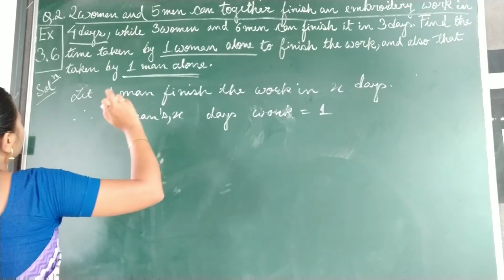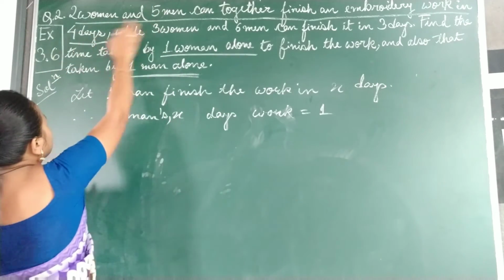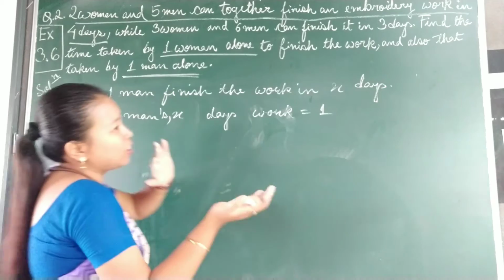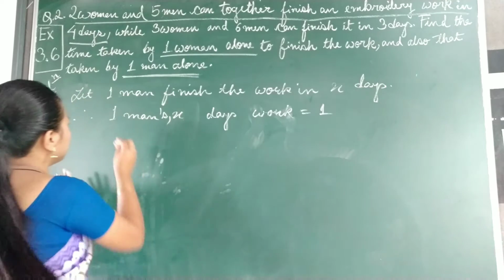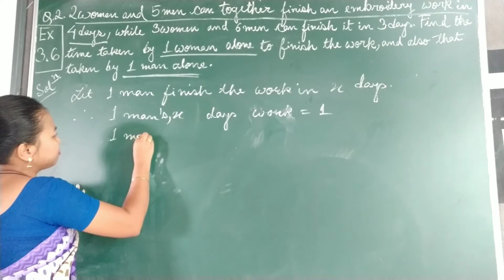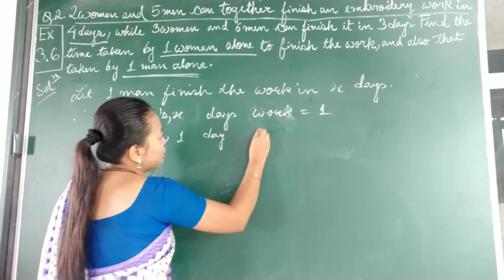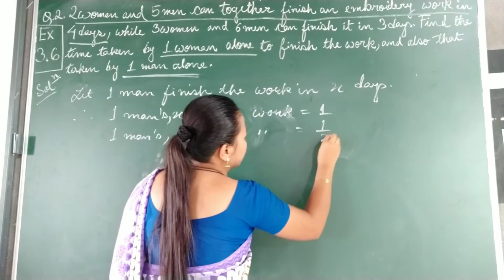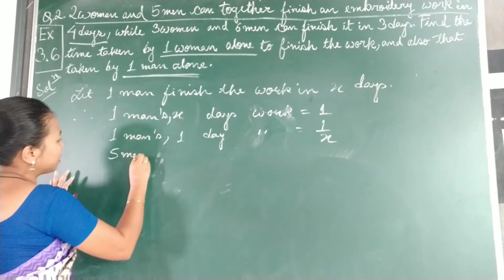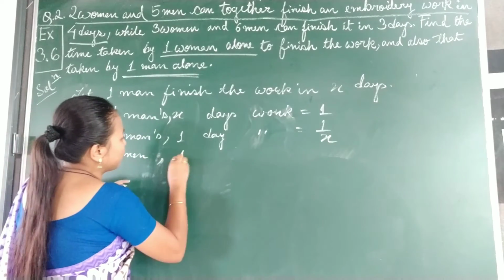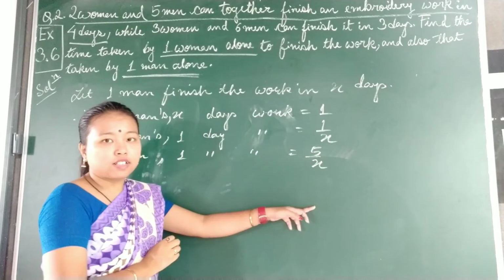Now we have to go for 5 men. The first condition is 2 women and 5 men. I am going to find out the part of work finished by the 5 men first, then I will go for 2 women. So 1 man's 1 day work is equal to what? 1 by X, isn't it? So therefore 5 men, I have written the plural form now, 1 day work is equal to what? 5 by X. Understood this way?